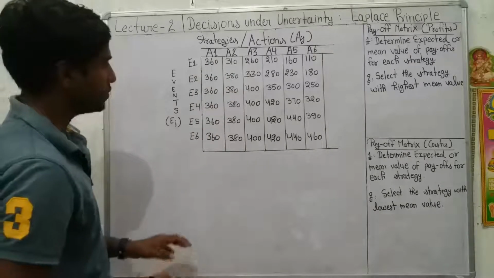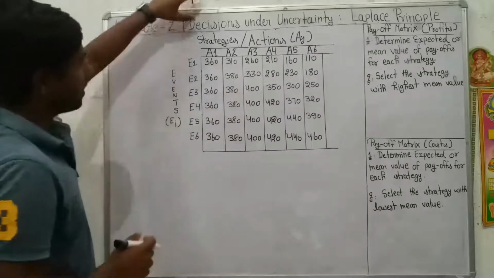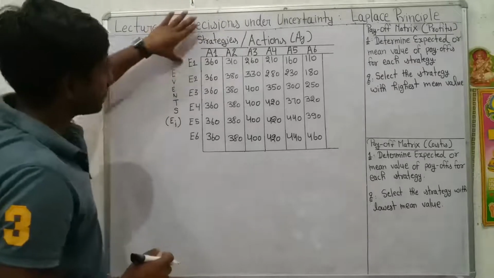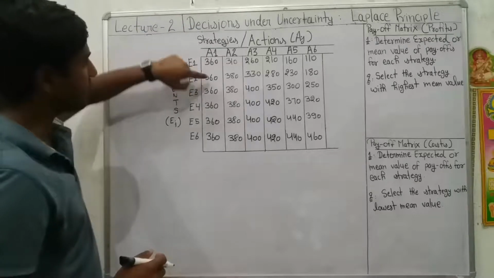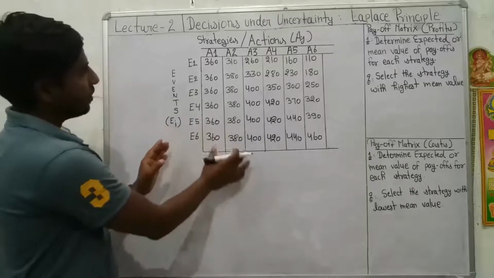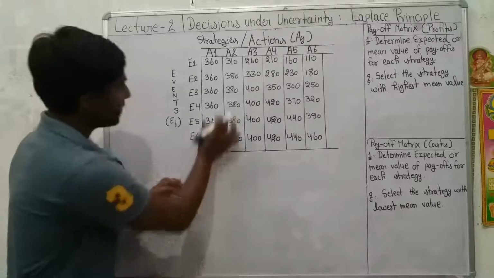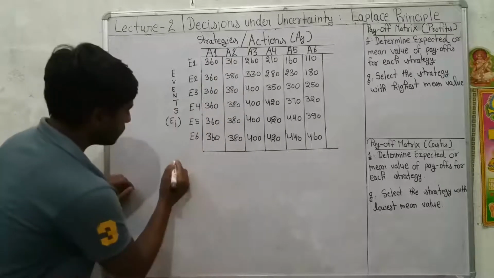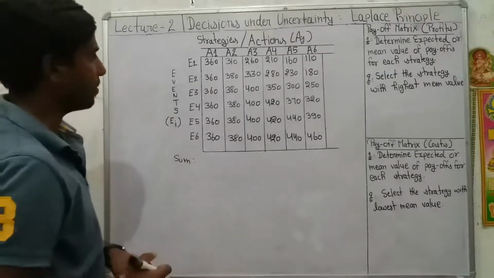For that purpose, we need to calculate the sum of all the payoffs for this particular action. If company takes action A1, then there can be 6 possible events. In case of E1, there would be profit of 360. In case of event E2, there would be profit of 360. So coincidentally or by chance, the payoffs for company A are equal in every case. So we need to calculate the mean of each strategy. For that purpose, we need to calculate the sum of each action or of each column.